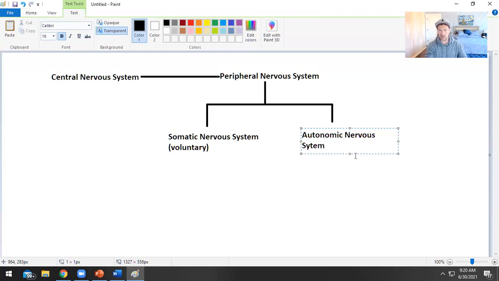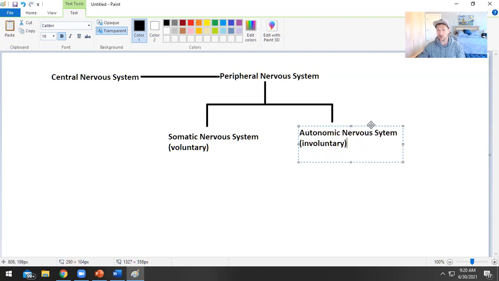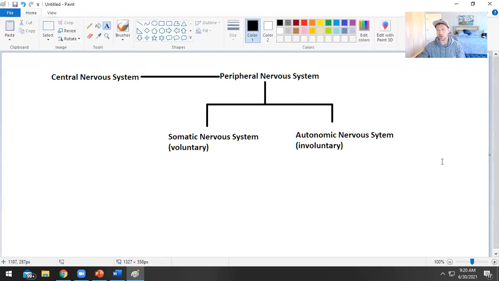Which is involuntary. That's the stuff that you don't have control over, right? So all the little tiny contractions that are occurring without you having to think about it, those are all of your autonomic functions. And all the contractions that you're doing, like bicep curls, where you're consciously thinking, I'm trying to work on my guns so I can get to the beach, right? That's you using your somatic nervous system to control that.